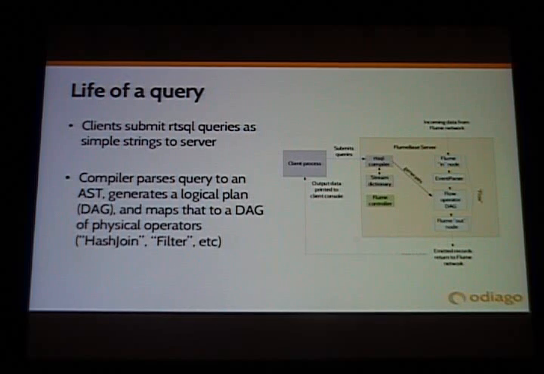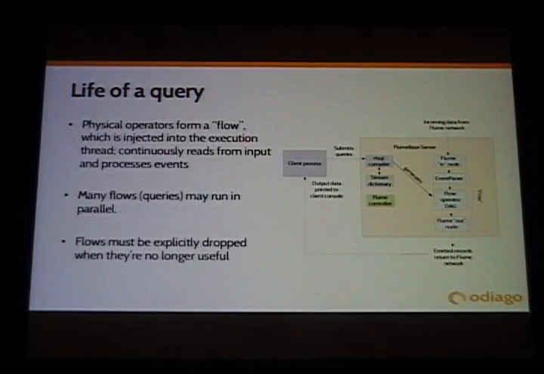then turns it into a directed acyclic graph of logical steps to execute to satisfy this query. In the future, these logical steps will probably be more optimized. Right now, there's not terribly much intelligence going on there. But from this logical graph of operators, we actually then compile that again into another DAG, which is the physical operators. So these physical operators might be a hash join or execute a filter, which is to satisfy a where clause, so on and so forth. These physical operators are what we call a flow.